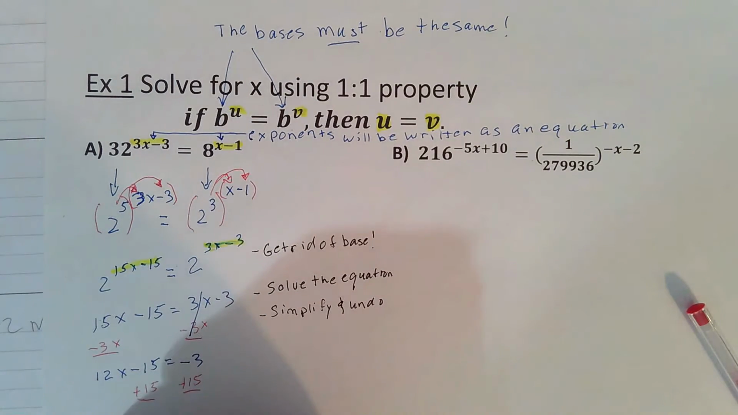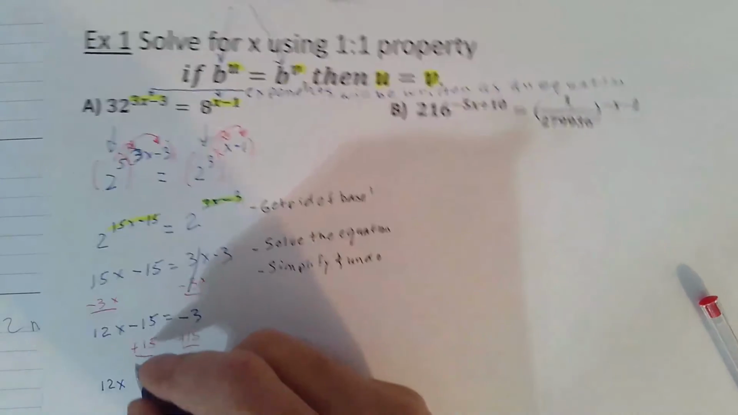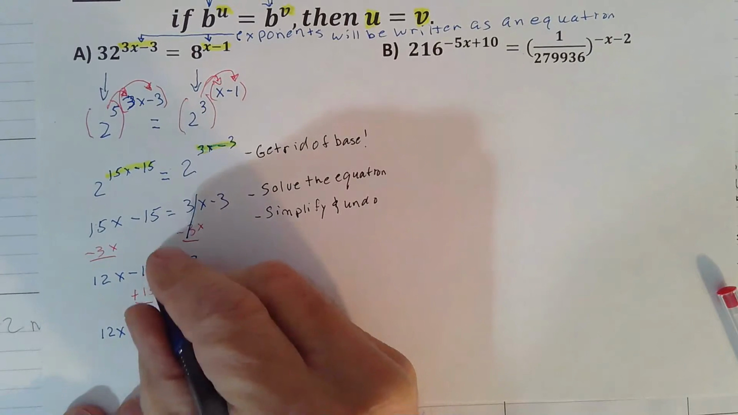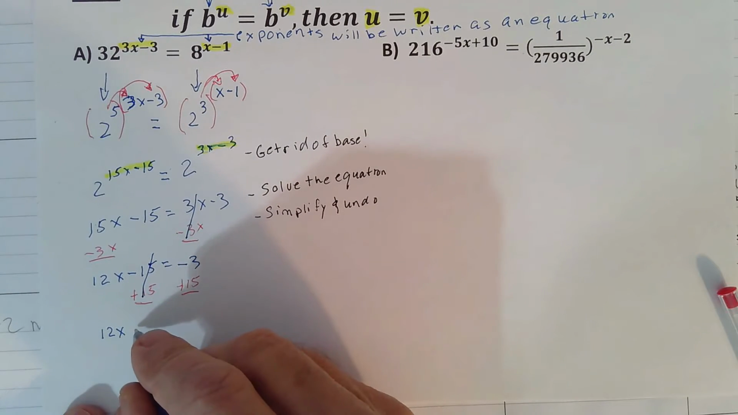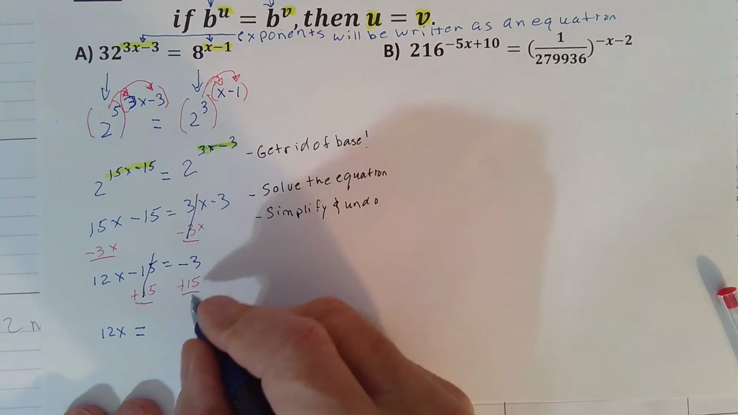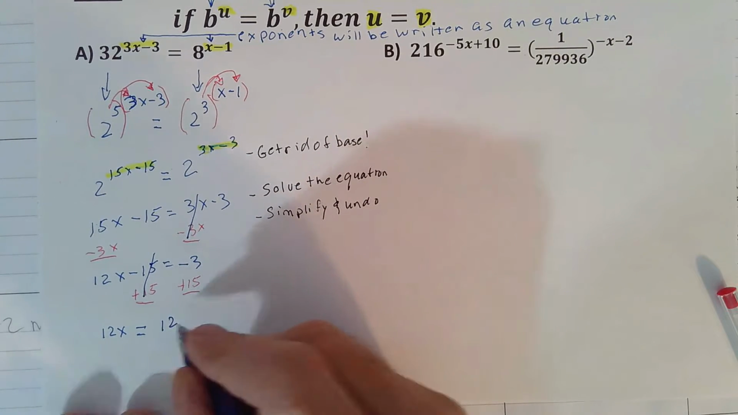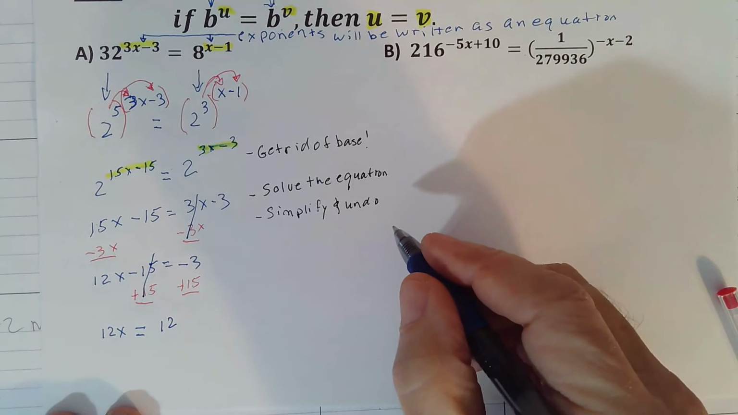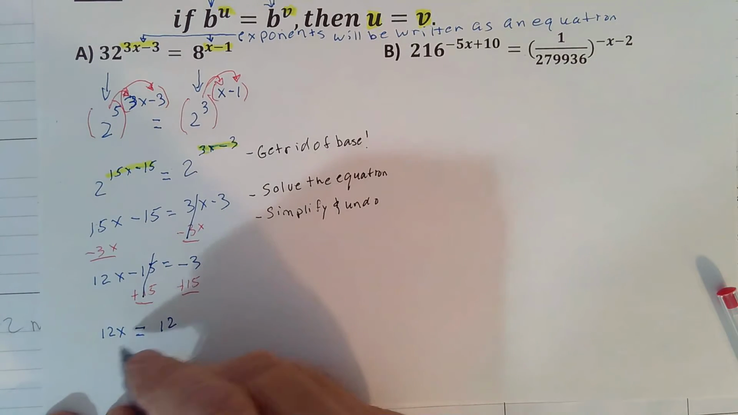So I'm left with 12x. Let's move this up. 12x, and then this is eliminated, the 15 and negative 15. 12x equals, and negative 3 and 15 is 12. And then the last thing I want to do is get the 12 by itself. I'm sorry, not the 12 by itself, the x by itself.